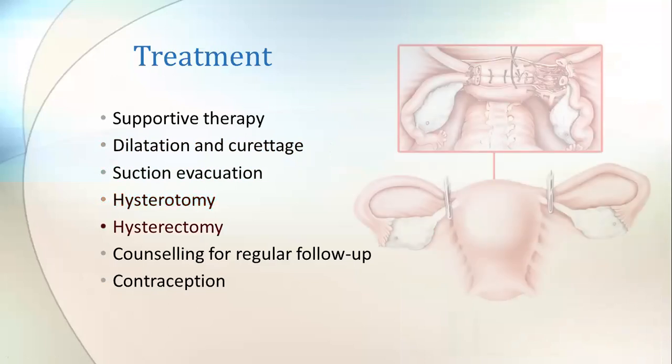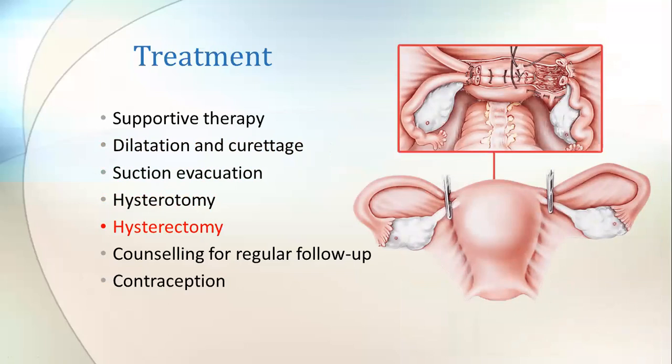Next, if the patient is of age greater than 35, has completed her family, is not interested in any menstrual functions or any reproductive functions, and is not willing for any follow-up, or other abnormalities like fibroids are also present, just counsel the patient for hysterectomy, after taking the consent and explaining everything. So this is a picture of the hysterectomy. After removal of the uterus, this is the vaginal vault.